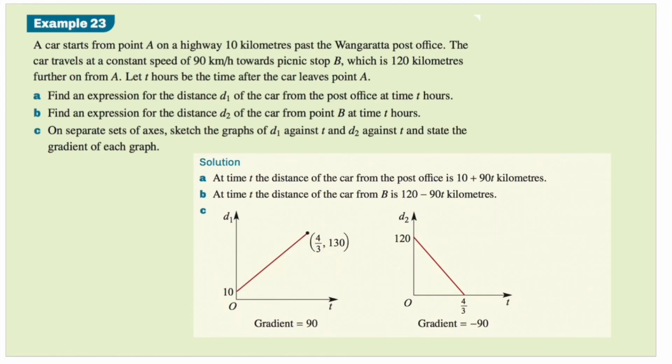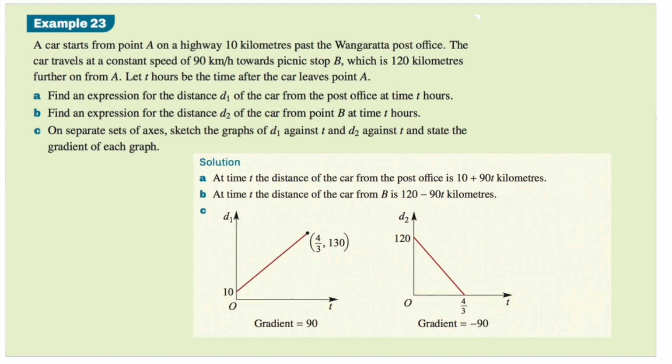Okay, in this example, we're looking at a car that starts from point A on a highway 10 kilometers past the Wangaratta post office. The car travels at a constant speed of 90 kilometers per hour towards picnic stop B, which is 120 kilometers further on from A, and let T hours be the time after the car leaves point A. It's very wordy. Let's actually draw a picture to represent this relationship.